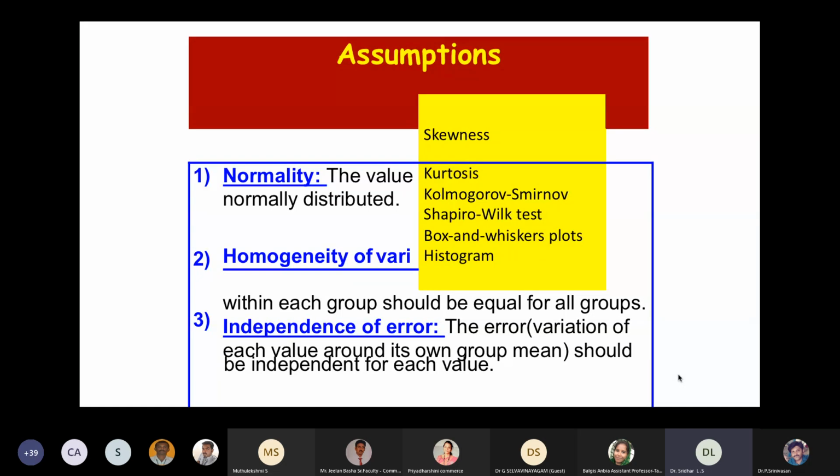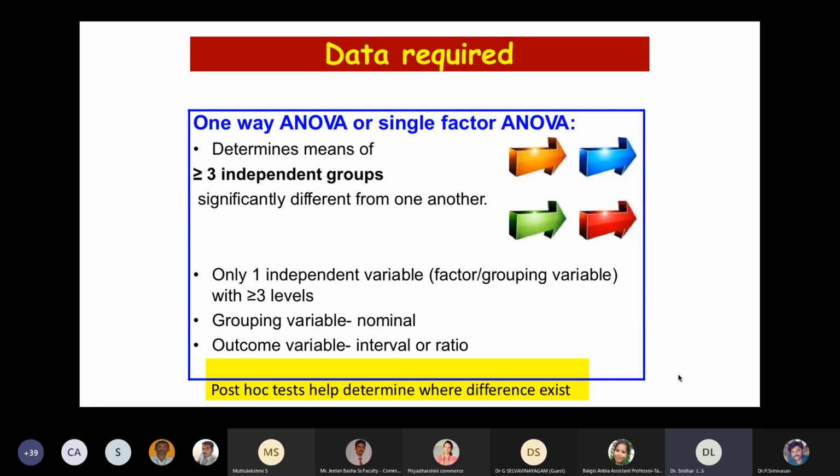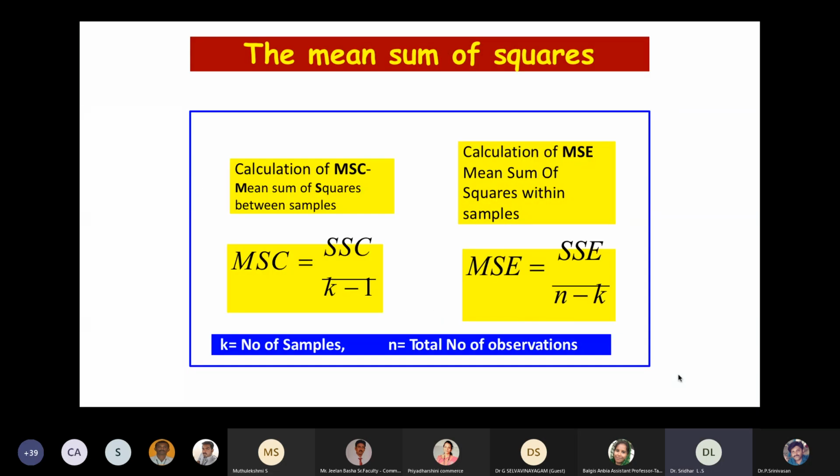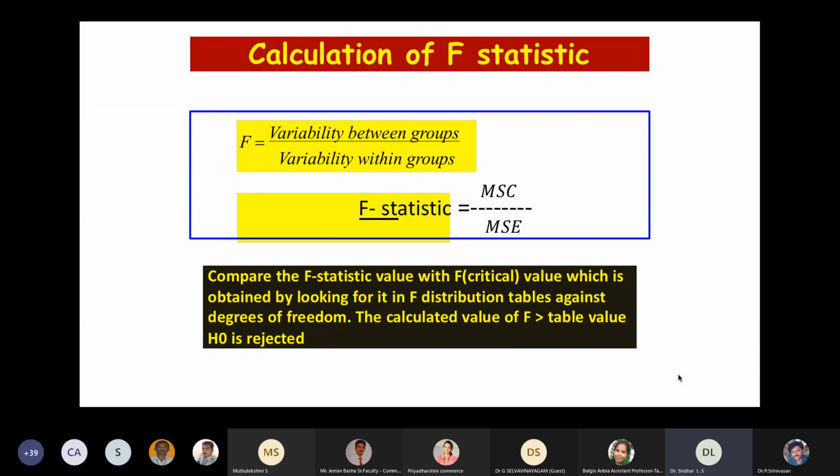Yeah, one-way ANOVA. What you need to have is normality and homogeneity, and then only can you proceed. Normality has to be followed. Next, sir. Normality and then homogeneity. Next, independence of error.